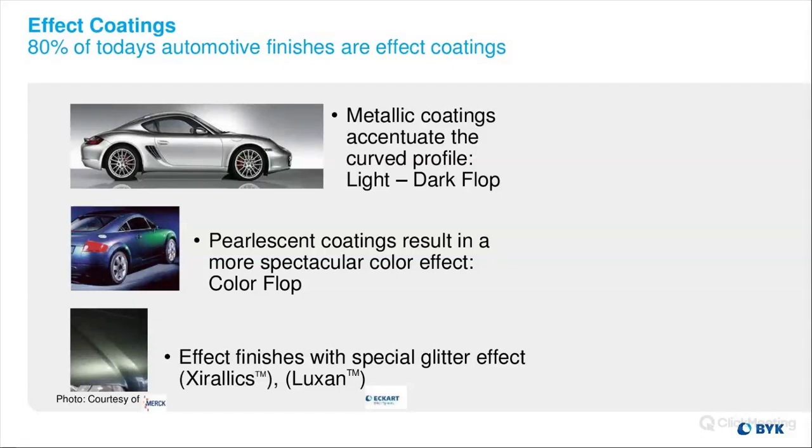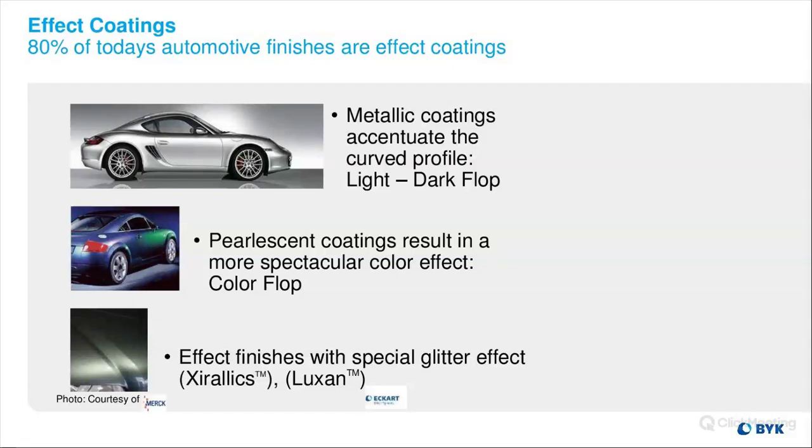And then below that we see a pearlescent coating, and there we see a full color flop. So as we go through those contours with our eyes, we see it goes almost from a blue to a purple to a green. So a very major color flop there. And then lastly, we have some special effects like glitter and sparkle. And those are made from different types of additives to the formulation.